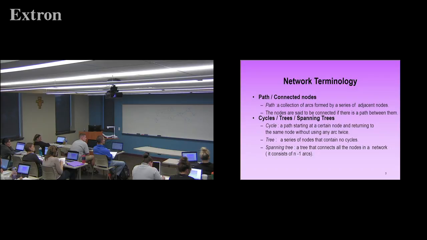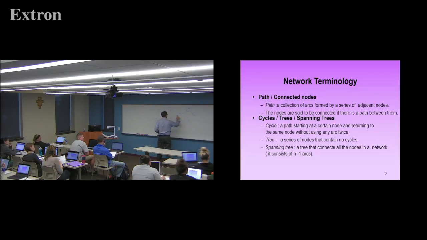A cycle is a path starting at a certain node and returning to the same node without using any arc twice. So in this network that I've drawn, I only have one cycle. What is the cycle? There's only one cycle. What is the cycle? Right, very good. This is it. This is the only one where I can start at this node, go out, come back, and never use an arc again.